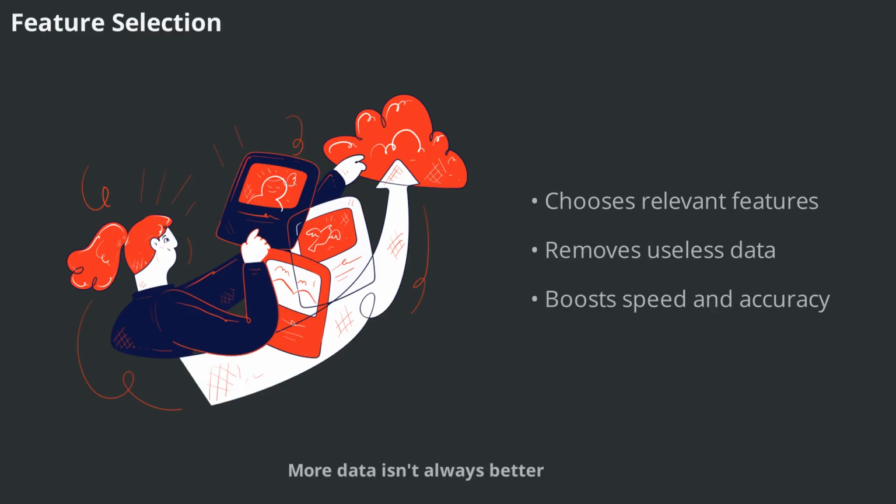More data isn't always better. Feature selection is the process of picking the most relevant features for your model and discarding the useless ones. For instance, if you're predicting house prices, the color of the front door probably doesn't matter, so you drop that feature. This makes your model faster and more accurate by focusing only on what truly matters.